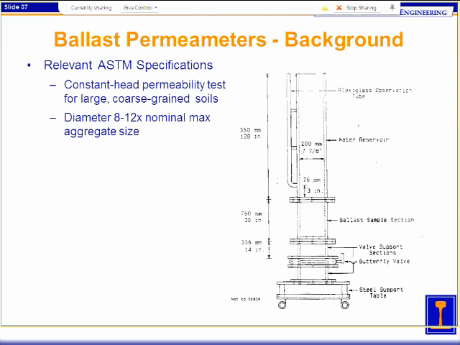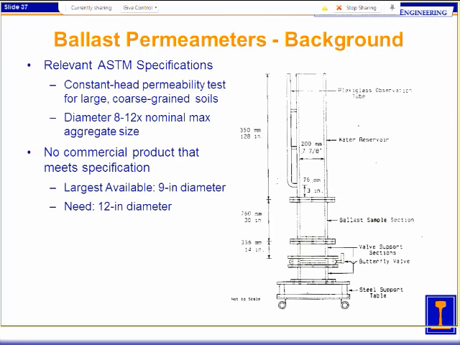But first, let's go over a couple of relevant ASTM specifications. There is a spec for constant head permeability tests for large coarse grain soils. More specifically, it specifies constant head as opposed to falling head, and a diameter 8 to 12 times your nominal max aggregate size. Note, there is no commercial product available that can meet that 8 to 12 times requirement. For the majority of our aggregates, it's roughly a 1.5 inch nominal max size. For the lower spec at 8 times, I believe that gets us up to about 12 inches. The largest available we could find was 9 inches.